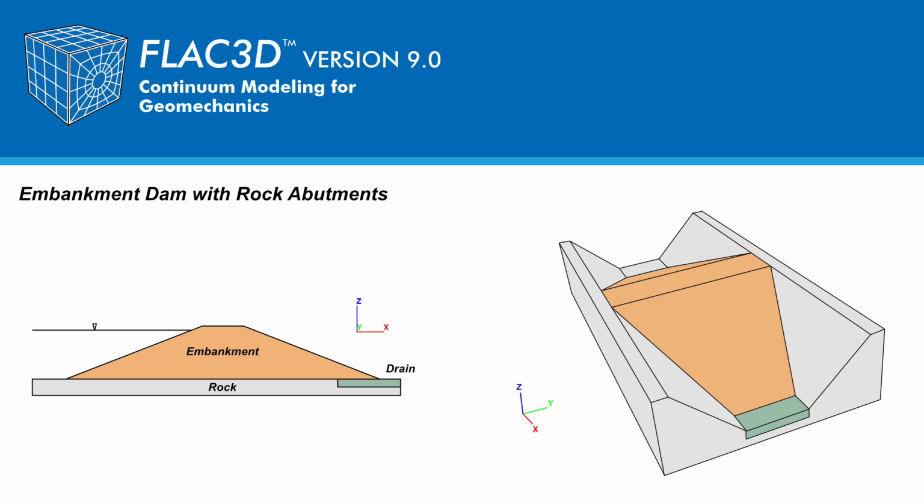This is a set of tutorials using FLAC3D to calculate the total and effective stresses for a homogeneous embankment dam with rock abutments. This set of tutorial videos provides an extension of the FLAC2D tutorial Embankment Dam that had modeled the problem to the left. In this new set of tutorials in FLAC3D, a more complex geometry shown to the right will be modeled.